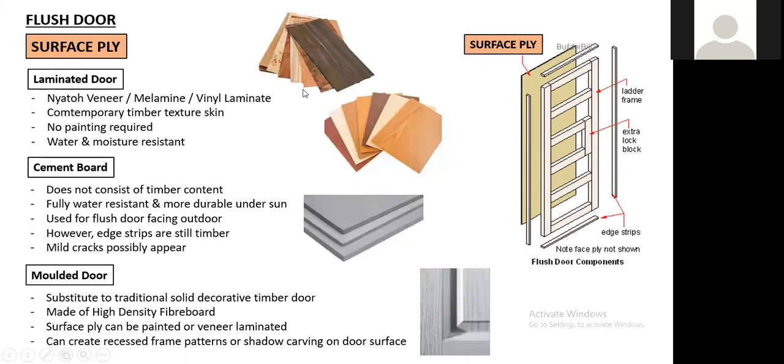Okay, the third one is laminated door. Laminated door, which is where the surface ply is a laminate. Okay, where we have Niato veneer, a melamine or vinyl laminate for this door. And also it gives a more contemporary timber texture skin, like our cabinet and all that. We are using this type also. So no painting required, the surface is very consistent.